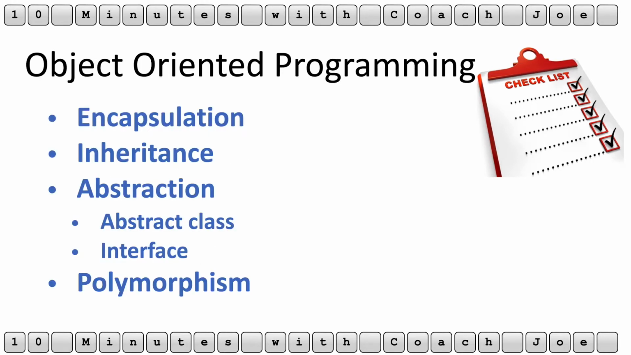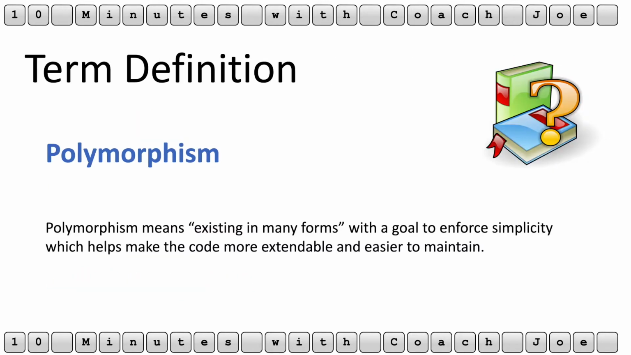Object-oriented programming is about creating objects that contain both data and methods. The four building blocks for object-oriented programming are encapsulation, inheritance, abstraction, and polymorphism. In this lesson, we'll focus on polymorphism. Polymorphism means existing in many forms.